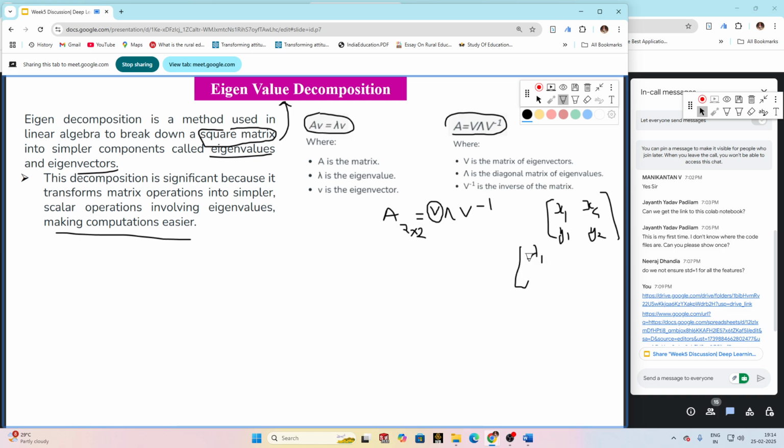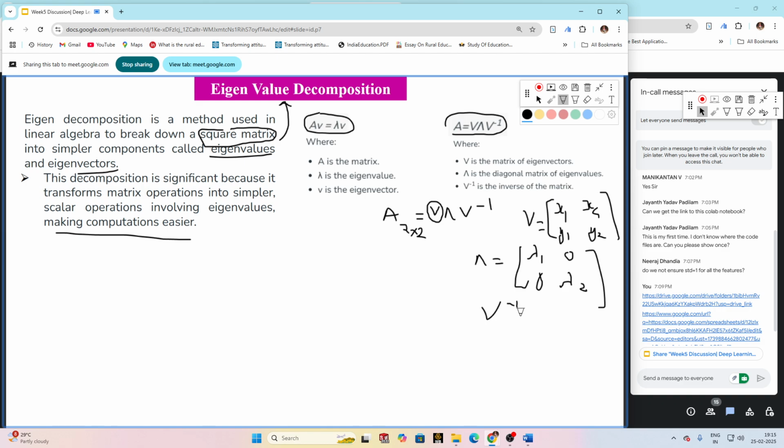So our lambda will be a diagonal matrix containing eigenvalues. That will be lambda 1 and lambda 2, and other elements will be 0 because this is a diagonal matrix. So this is your lambda matrix. This is your V matrix. This is your lambda matrix, and V inverse can be calculated. Okay, inverse you all know how to calculate.